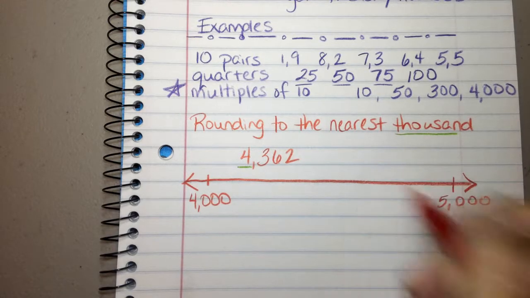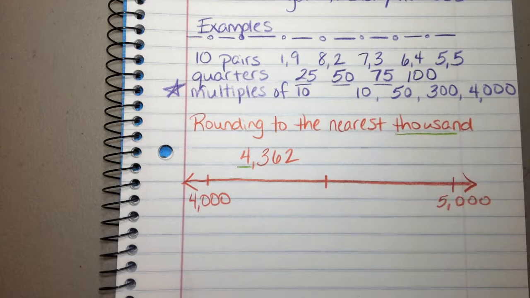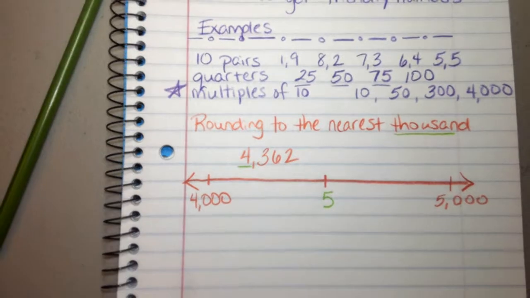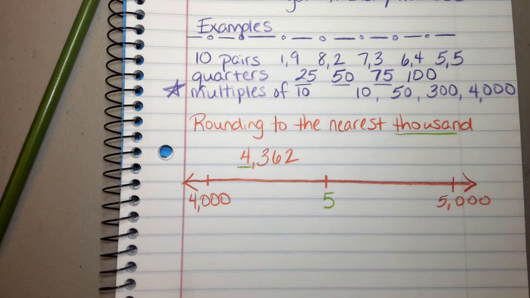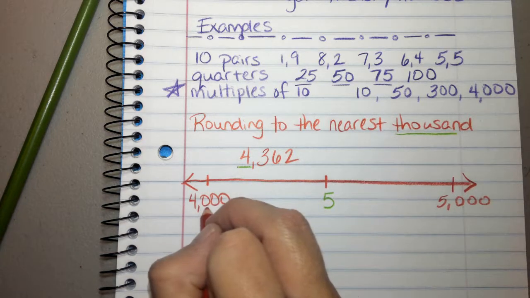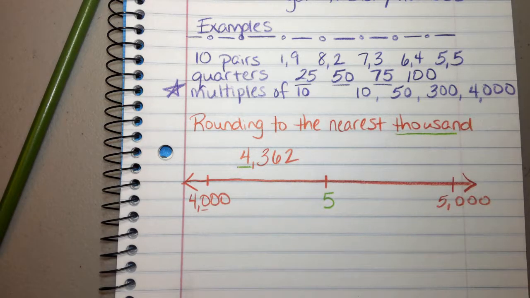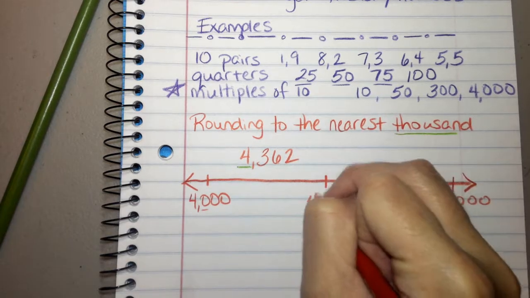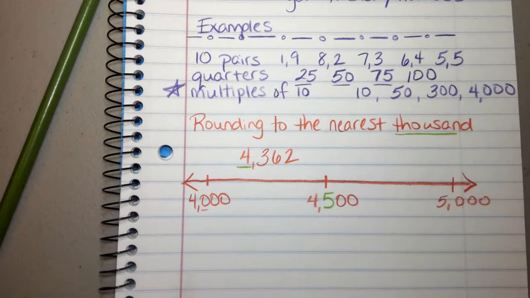Okay. My next question is, what's my midpoint? And my midpoint always has a 5 in it somewhere. Okay. And the real question is, where's the 5? And the 5's going to be wherever the first 0 was, the 0 closest to the digit that started this all. So in between 4,000 and 5,000 is 4,500.